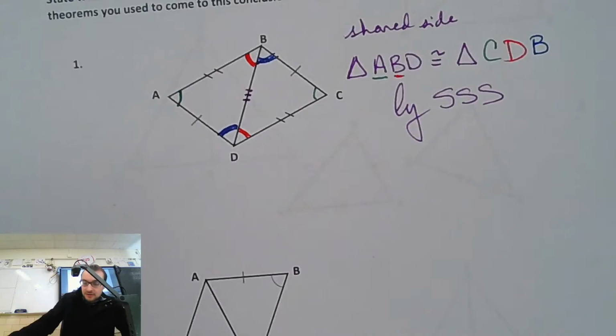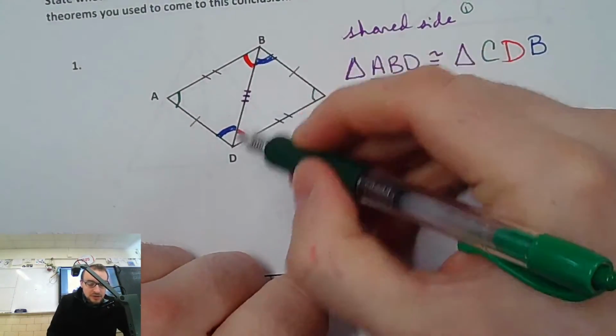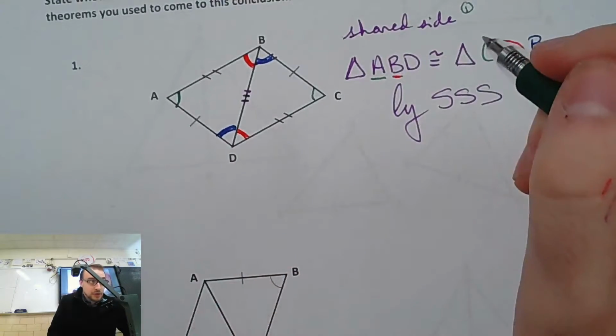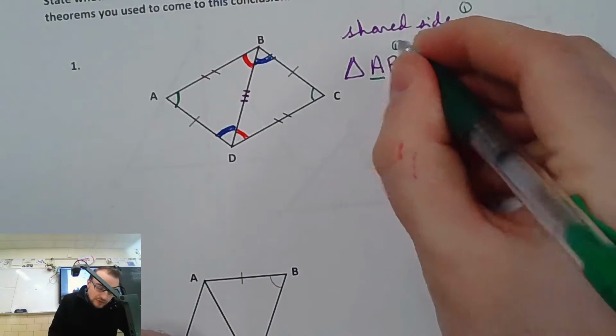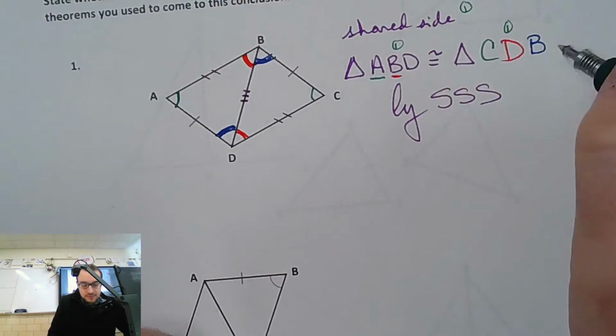So all together, I want 1 point for writing shared side. Whether you marked it or not, I don't care. I would prefer you to do it in the future though. 1 point for getting all the letters and all the letters over here matched up. So 2 points total.